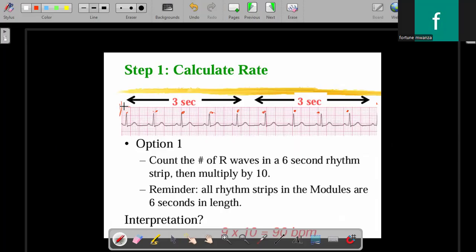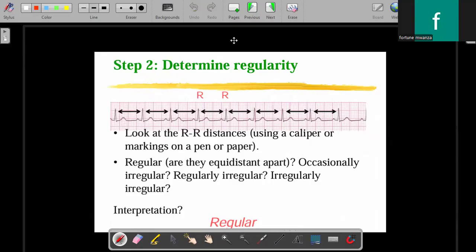So you simply get the R waves in a period of 6 seconds, then you count them, then you multiply by 10. Okay, so that's the first step you have to do immediately when you are given an ECG. We go to the second step. What do you do in the second step?